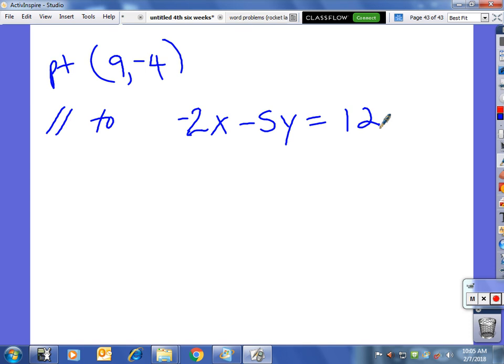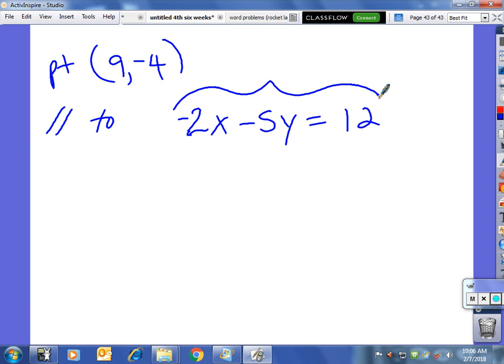First of all, parallel lines have the same slope but different y-intercepts. So in a very tricky way, I am telling you what slope to use. However, the line I told you to be parallel to, look what I did. I put it in standard form. I can't tell what the slope of that line is. I cannot tell what the slope of this line is.